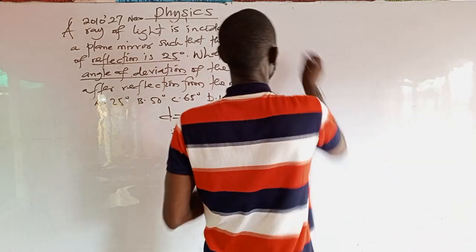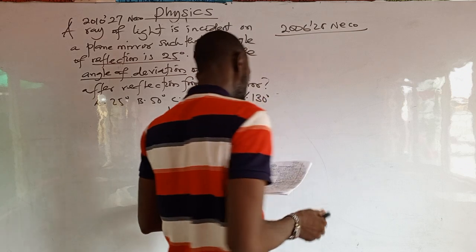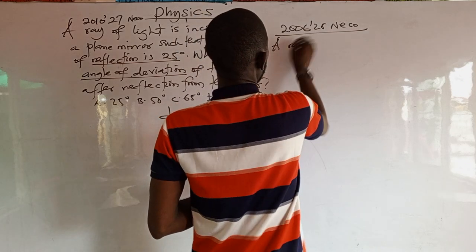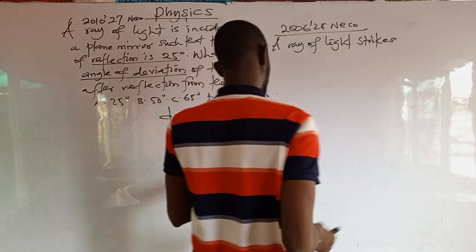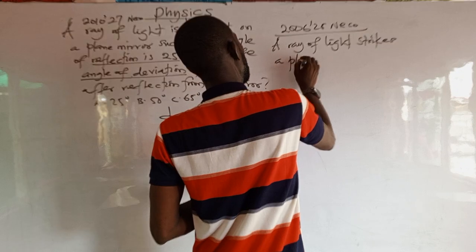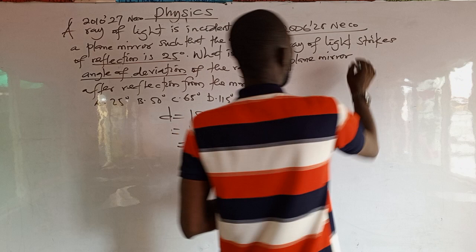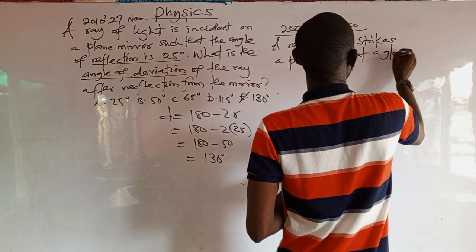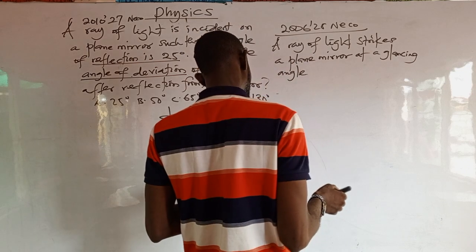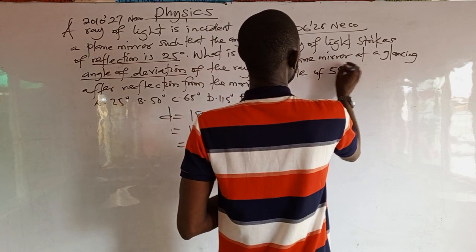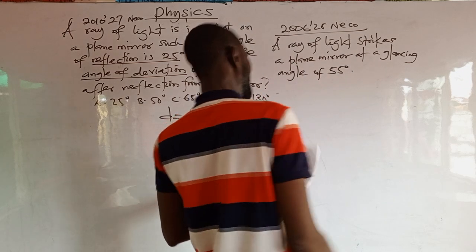2006 number 28. Let's go. 2006 28, next question. It says a ray of light strikes a plane mirror at a glancing angle of 55 degrees. Calculate the angle between the incident and the reflected rays.